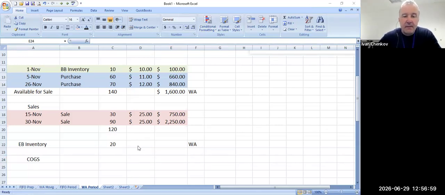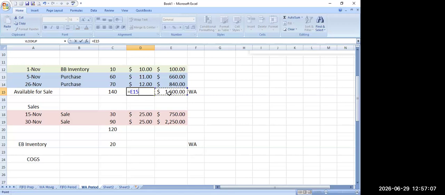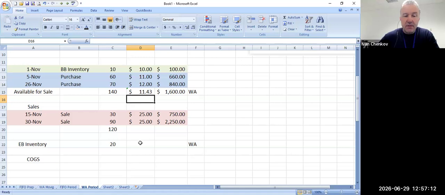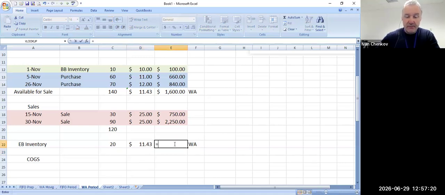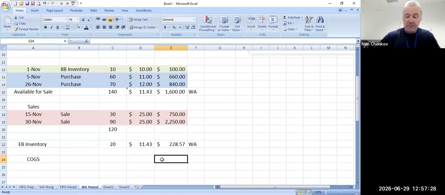What did you guys get? What's the average cost here? What do you get as average cost? I got $11.43. Excellent. So what will be our ending inventory cost? $11.43 times the ending inventory of 20 is $228.57. How much is our cost of goods sold now? Is that what you're getting?